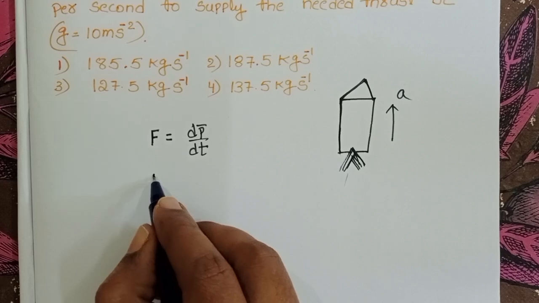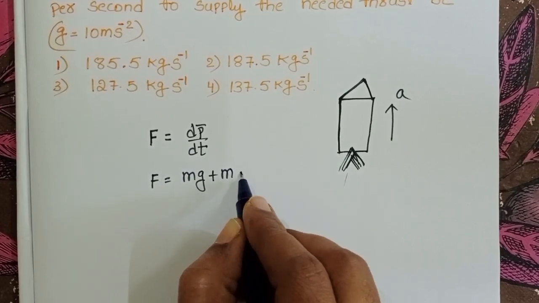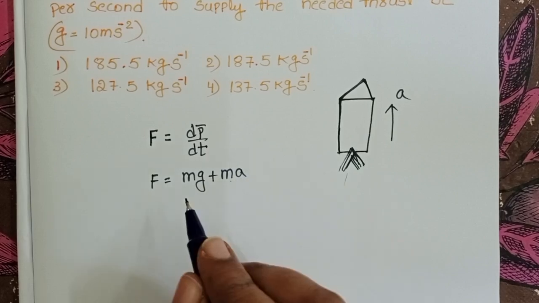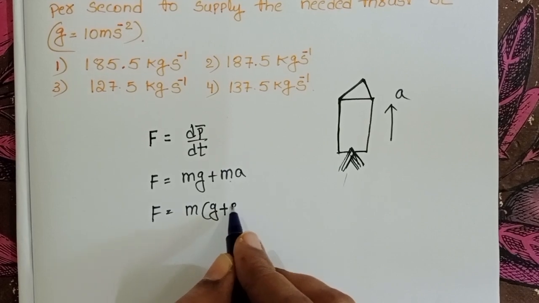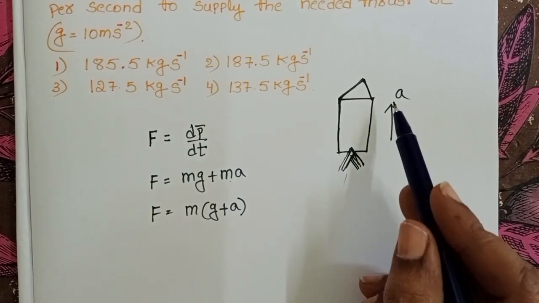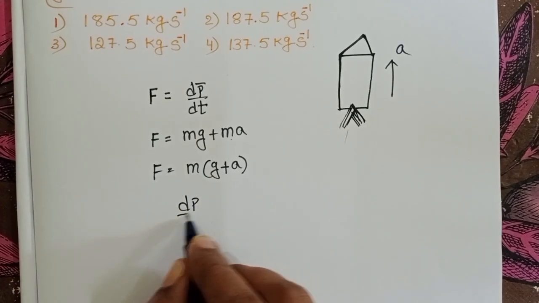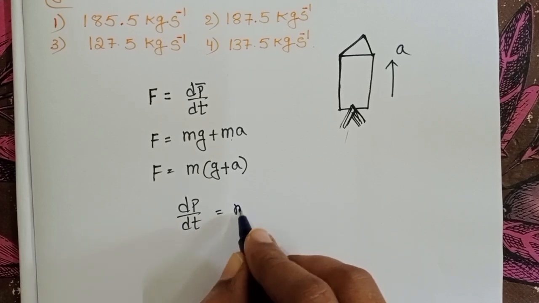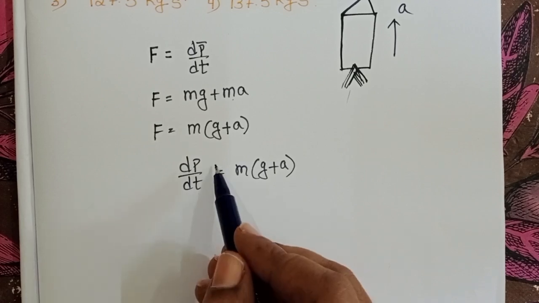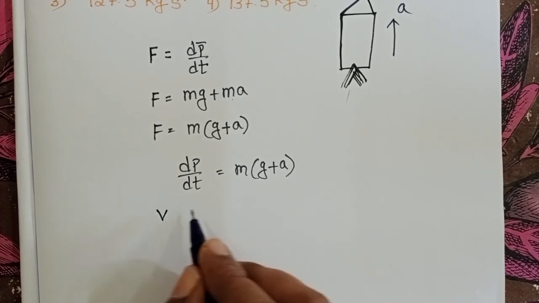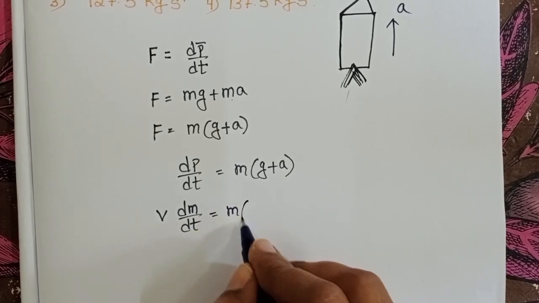So it requires a force of weight of the rocket plus resultant force, mass of the rocket into acceleration of the rocket. F equals m into (g plus a). Remember this: when a body accelerates in the upward direction, the formula is m into (g plus a). dP by dt is equal to m into (g plus a). Momentum is the product of mass and velocity. Here velocity is constant. v into dm by dt is equal to m (g plus a).